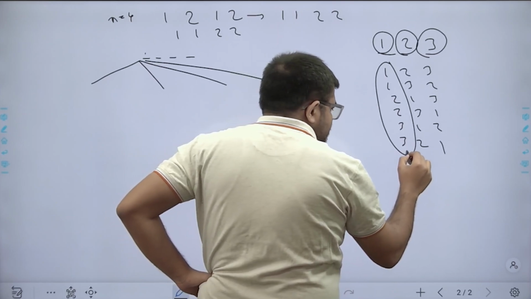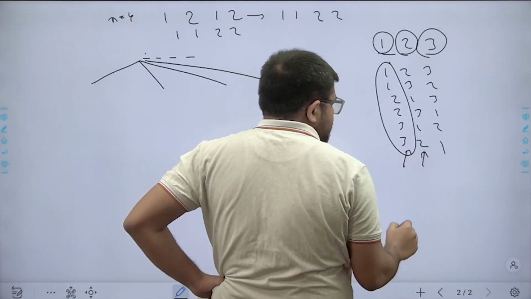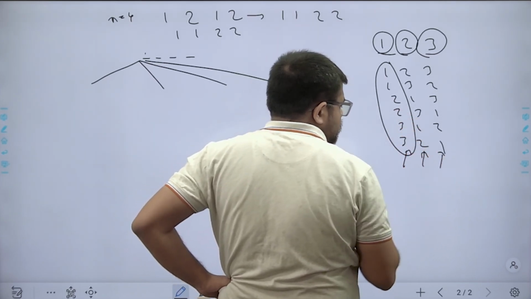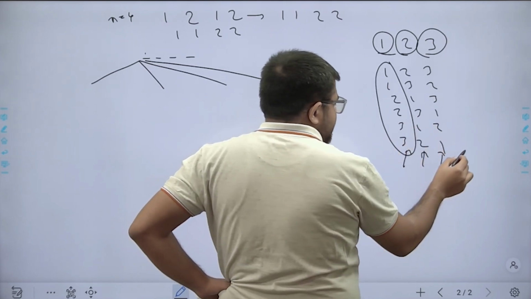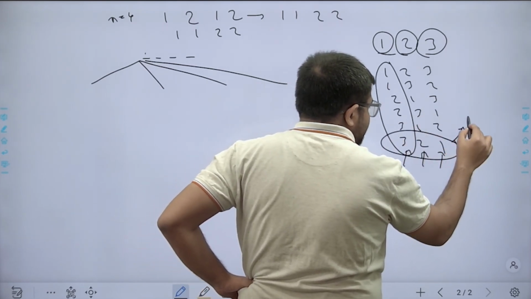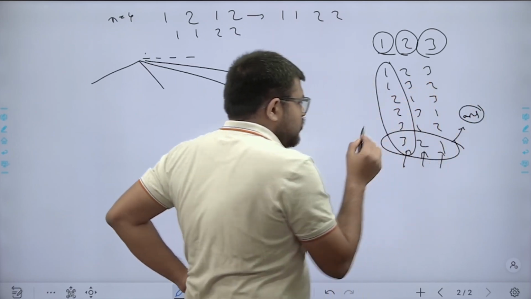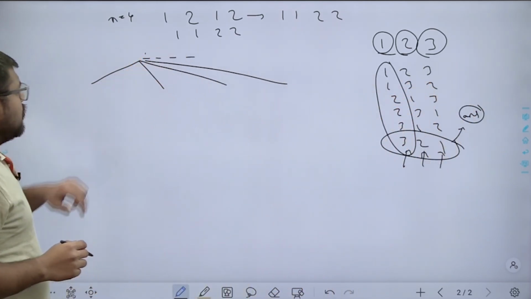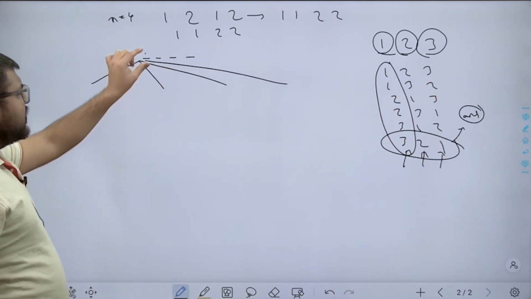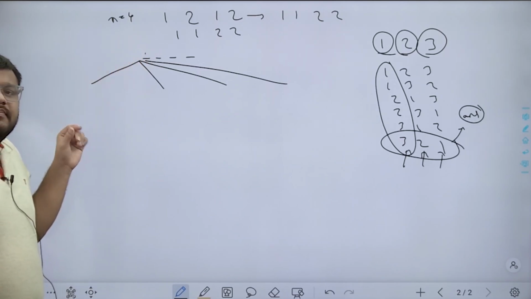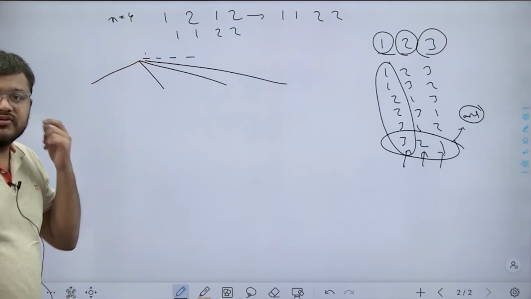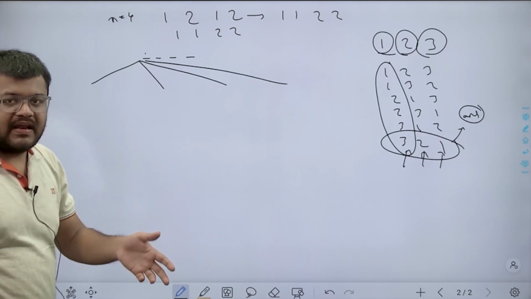So I will fix an element at the first position, then move on to the second position, fix an element there, then move on to the third position, fix an element there, and then whatever permutation is generated, I will add it to my answer list, okay? Also, whichever element I add to my permutation, I will mark it as visited, because I cannot repeat any element, right?